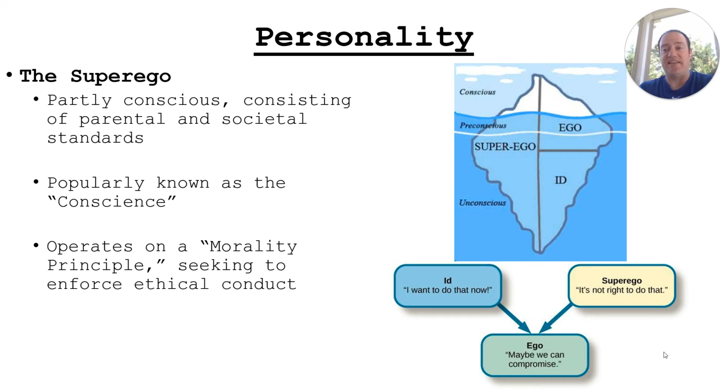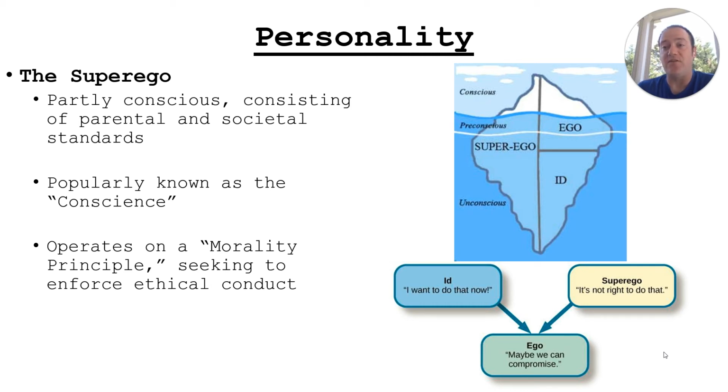The reason Freud said that it's partly both is because it is the things that we learn to be right and wrong. It's the parental or societal standards that we're taught from a young age, the things that we call our conscience, the things we know are right, the things we know we should be doing, the things we know we're supposed to show or demonstrate. And this, according to Freud, operates on the morality principle, which, in other words, is the things that we believe to be ethical, moral, the things we know to be right, the things we've been taught to be right.